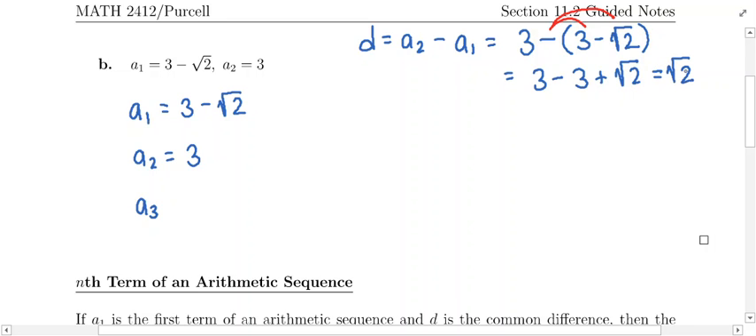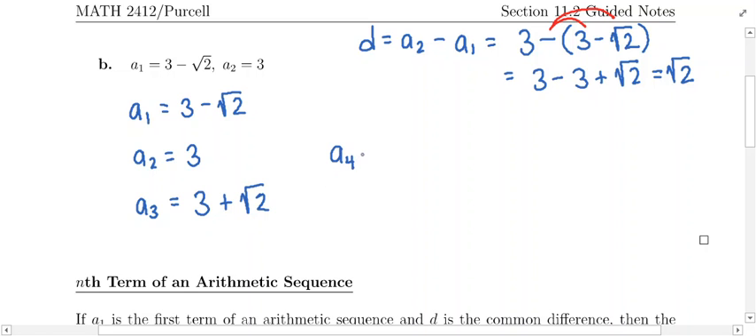It's a positive number, so this is what we're going to have to add each time. To get the third term in the sequence, we're going to take A2, which is 3, and add the common difference, which is the square root of 2. We're done. There's no way you can further simplify this number. Don't jump to the decimal. It's much cleaner to use exact answers.